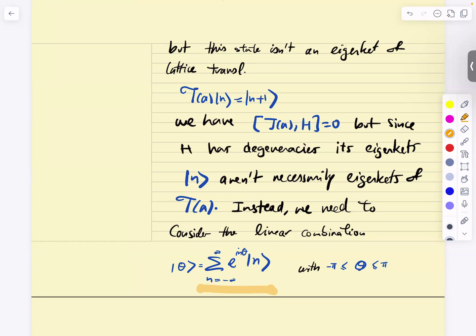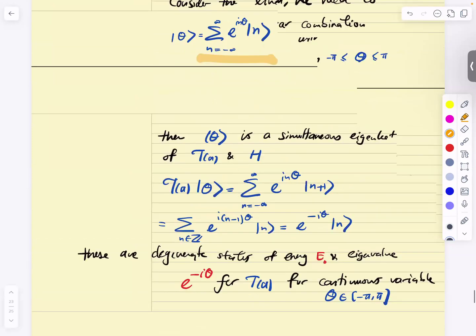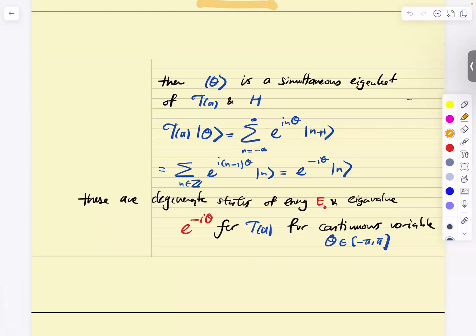So T of A acts on this. It gives you the sum over n in Z, e to the power of i n theta, ket n plus 1. Let me show it on the board. This is an infinite sum from minus infinity to infinity. You can shift it, and it doesn't care. So define a new variable n, send n plus 1 to n. So this becomes e to the minus i theta, sum over n.